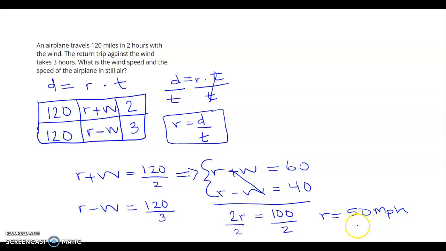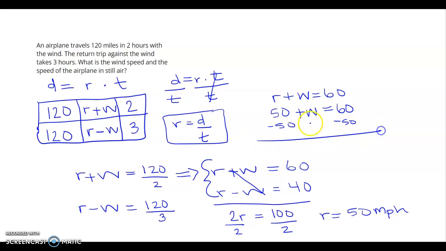Okay, now we need to figure out the wind speed. So we figured out above the r plus w equals 60. And so if the rate is 50, we can put 50 in for r, plus w equals 60, and then just solve for w, minus the 50 on each side. And so we get w equals 10. And so here we'd have wind speed is then 10 miles per hour.